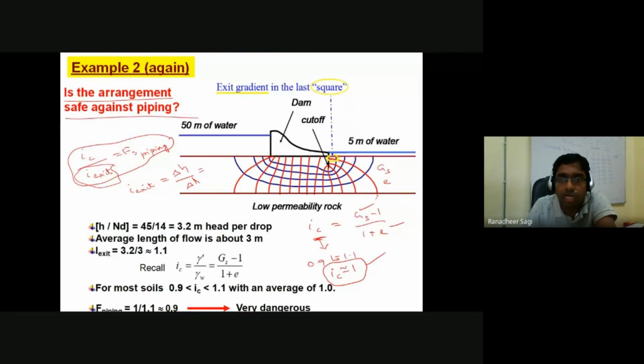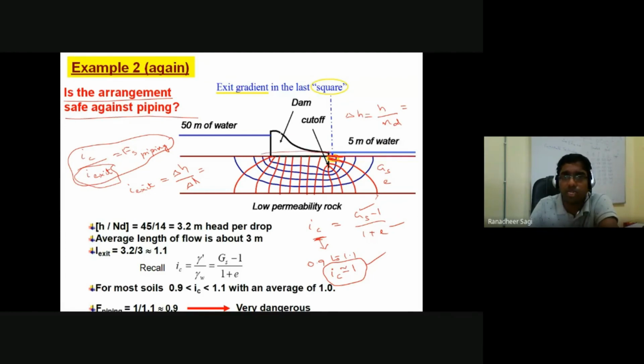If I know the total head corresponding to this equipotential line and the total head corresponding to this equipotential line, then my problem is complete, because the total head difference between these two equipotential lines is what we call delta H. That is the head loss happening through that particular soil element. I'm not going into the details again of how to calculate the delta H value. Please go back and calculate it, because delta H can also be written simply as H divided by the number of potential drops. H is the total head loss between upstream and downstream.